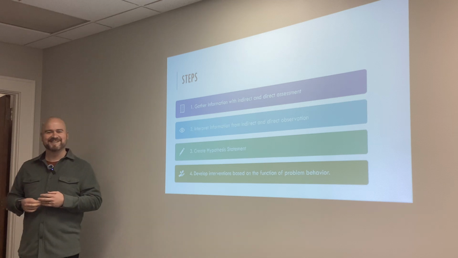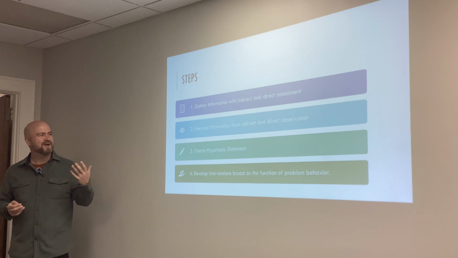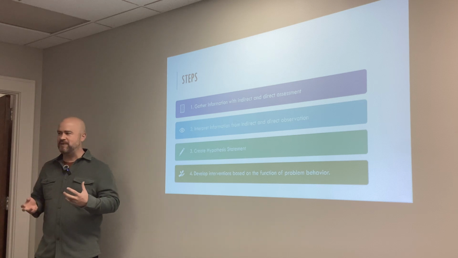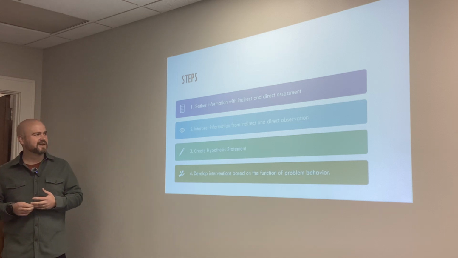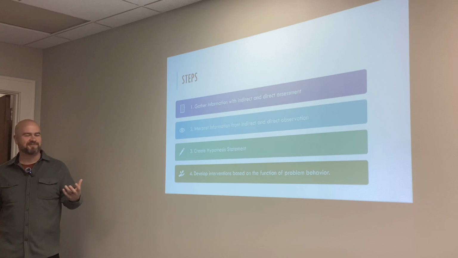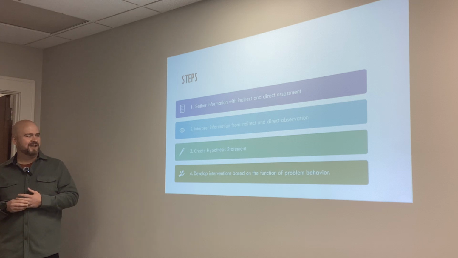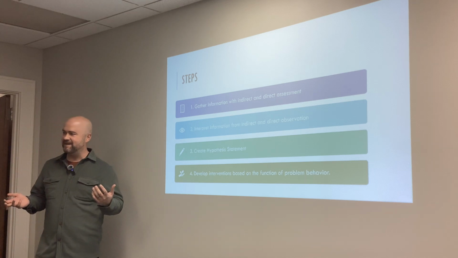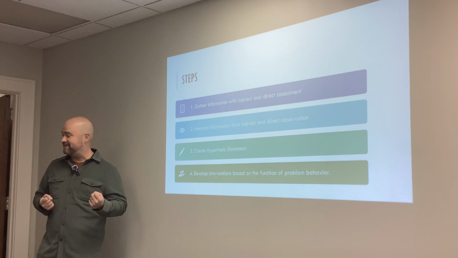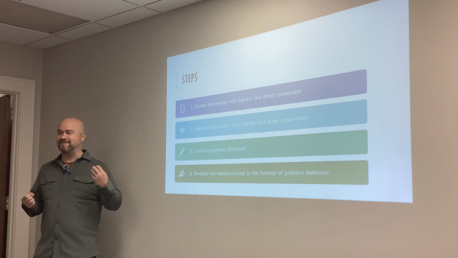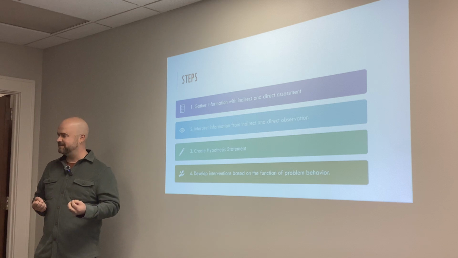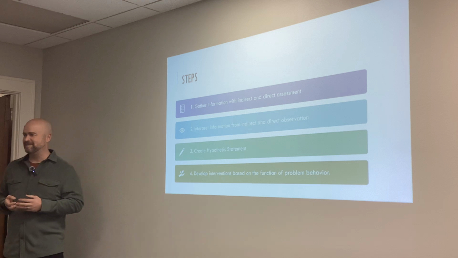So the number one step, we're going to gather information with indirect and direct assessments. And I'll tell you guys what that is in a few moments. Two, we're going to interpret information from the observations and from the assessments that we're conducting. Three, we're going to create a hypothesis statement of why the behaviors are happening. And then four, we're going to develop interventions based on the function of the problem behavior. Any questions?